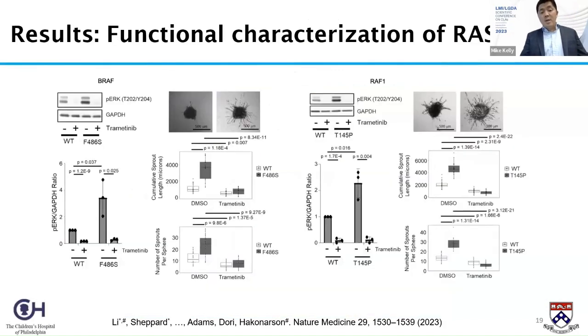So after that, we want to make sure those variants are pathogenic, and we did the cellular function validation as we did before, and just show you a few examples here. BRAF and RAF1, we show the mutation. When we introduce the mutation to the primary endothelial cells, it increases the phosphorylation of ERK and also increases the lymphangiogenesis activity measured by cumulative sprouting and the number of sprouts.